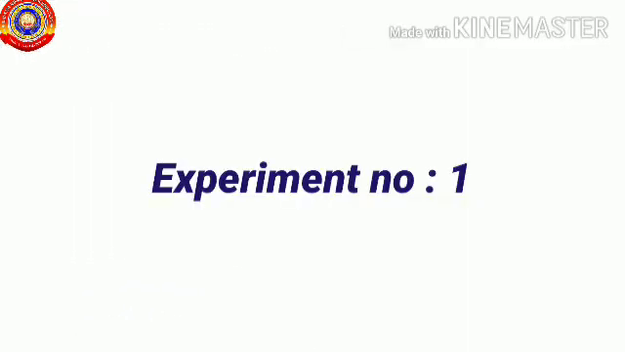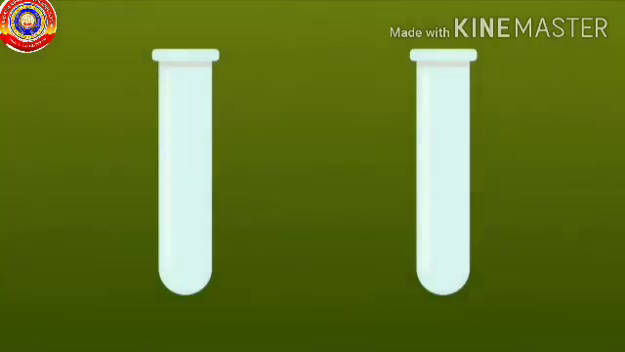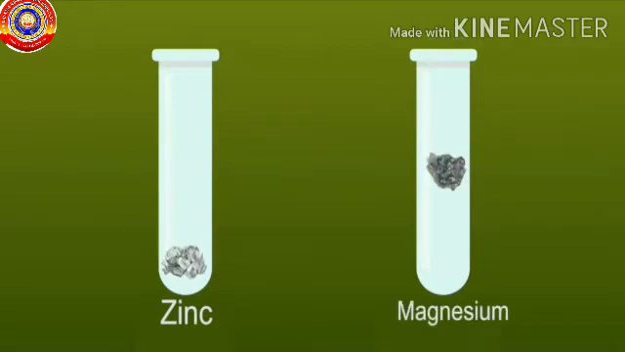Experiment 1. The materials required for this experiment are zinc, magnesium, dilute HCl and test tubes. Observe this experiment. Take 2 test tubes. Put a piece of zinc in the first test tube and a piece of magnesium of the same size in the other one. Add equal volume of dilute hydrochloric acid in both test tubes. Observe the reactions.